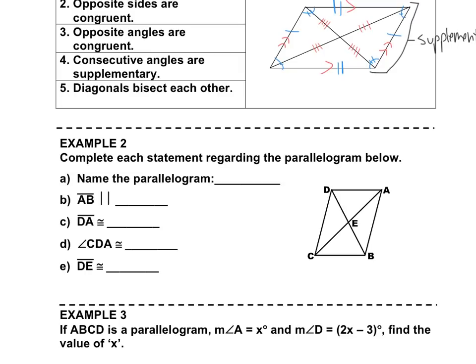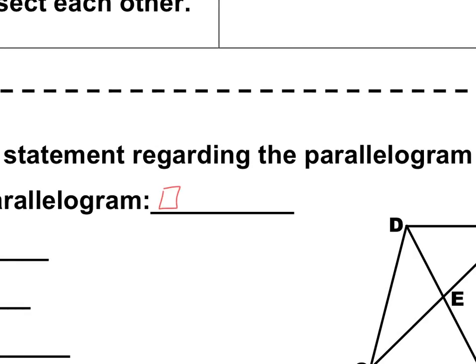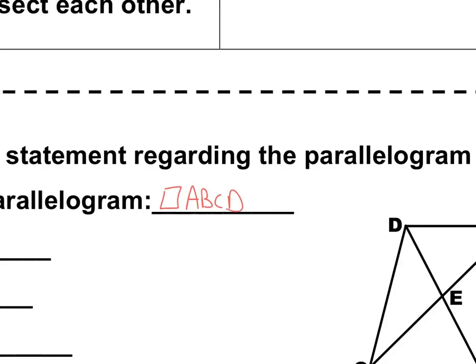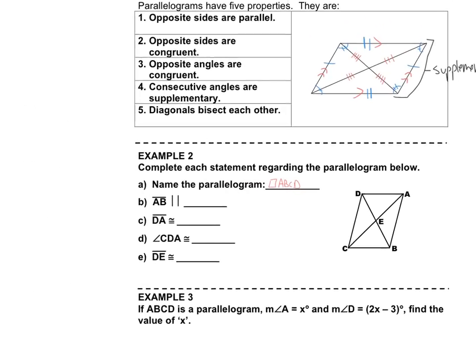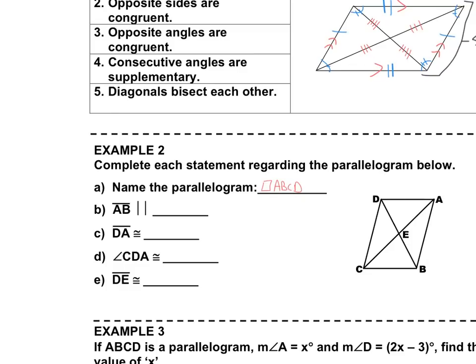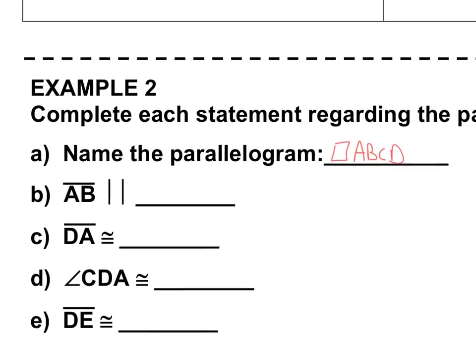The first one says, name the parallelogram. Well, I'm going to name it one way, but there's multiple names you could use. I'm going to say parallelogram ABCD. But remember, you have to go in order. So like DBCA would not work. It needs to go around the track, not through it, okay? Then it asks, side AB is parallel to what? Well, here's side AB over here. The opposite side is parallel to it, so I'm going to put segment DC.